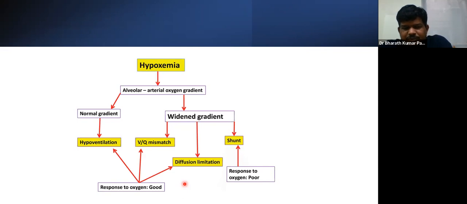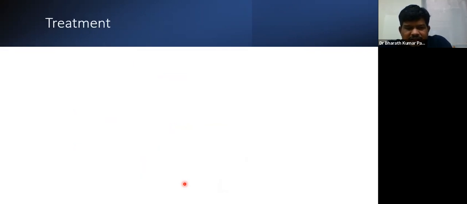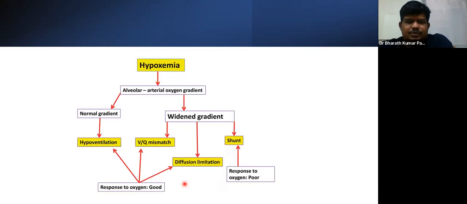is, as we have discussed previously, we'll do a blood gas and measure the arterial oxygen partial pressure, from which we derive the value, and measure the alveolar oxygen content using the alveolar gas equation. So then we will know the alveolar arterial oxygen gradient, which normally is 10 to 20 millimeters of mercury. That is, if the alveolar arterial oxygen gradient is 10 to 20 millimeters of mercury, we say that the patient is having a normal gradient. And if it is increased further, then we label it as a widened gradient.